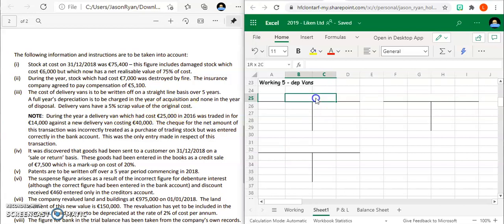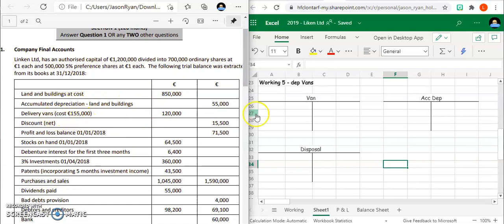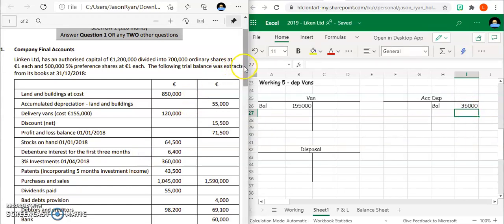So the first thing you're going to do is open up your three accounts. You're going to have vans, then your cumulative depreciation, and then your disposal to see if you made a profit or loss. Let's fill in the information that we know. So the vans cost 155,000, so that's going to go on the debit side. The difference between the two, so the value is 120,000 and 155,000. So that balance credit is going to be 155,000 minus 120,000. It's going to give us the cumulative depreciation of 35,000. So that's the information we know so far.